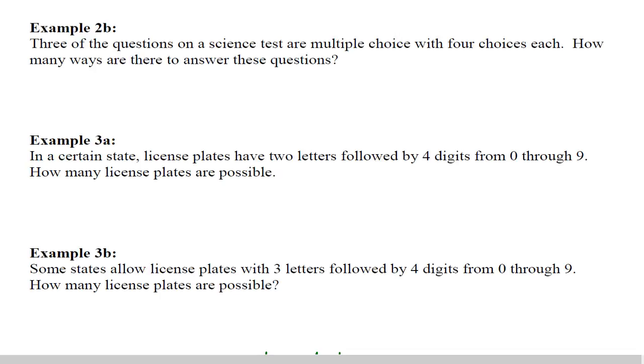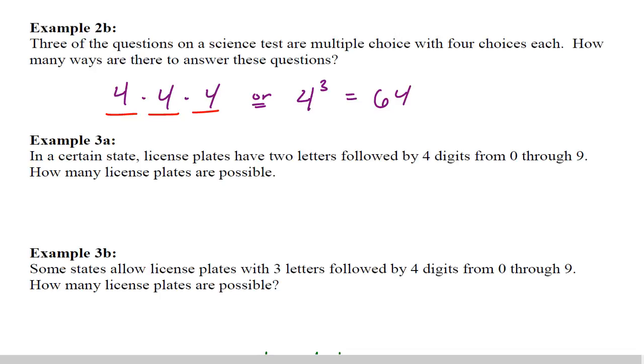Okay, let's see how you did. It says 3 of the questions on a science test are multiple choice with 4 choices each. How many ways are there to answer these questions? Again, we could do it the way that we did originally, saying there's going to be 3 questions, each with 4 choices, so it would be 4 times 4 times 4. Or you could use exponents: there are 3 questions, so my exponent is 3, and each question has 4 choices, so that's what n is. So 4 cubed, either way, gives us 64.